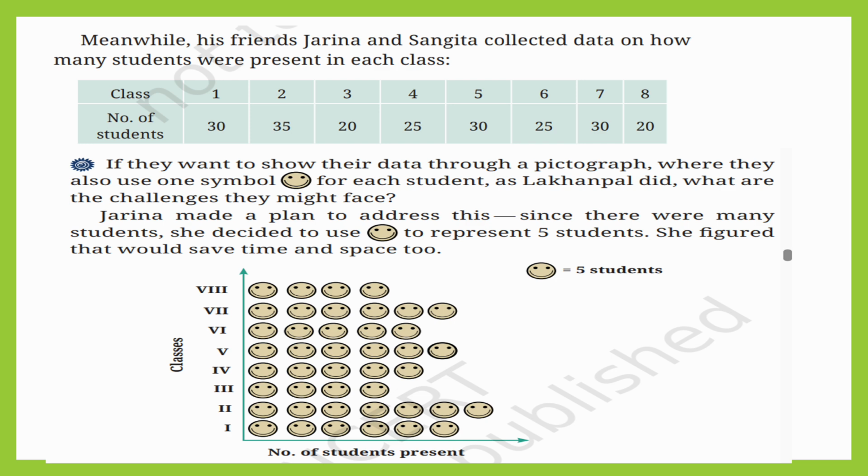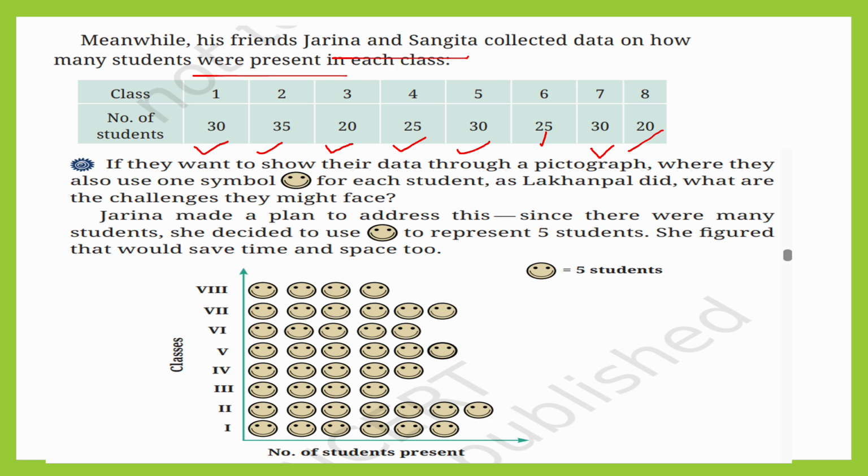Meanwhile, his friends Jarina and Sangeeta collected data on how many students were present in each class. So, they collected data like this. In class 1, how many students were present? 30 students. Class 2, 35. Class 3, 20. Class 4, 25. Class 5, 30. Class 6, 25. Then class 7, 30. Class 8, 20.